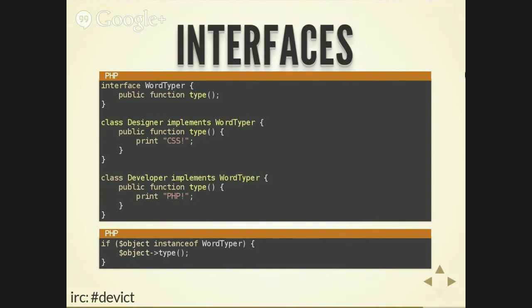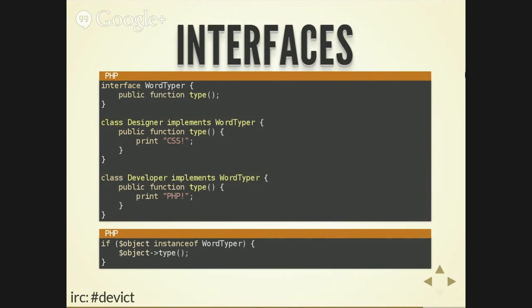So interfaces are small. It's a contract. Here's the list of methods that a WordTyper can perform. So instead of having a base class called Coder that maybe is an abstract class with an abstract method called type that has to be implemented or overridden, I can have a class called Designer that implements WordTyper. So implements is a keyword here. Designers are WordTypers, and when designers type, it's CSS. Developers are WordTypers. They implement that interface. So when they type, it's PHP.